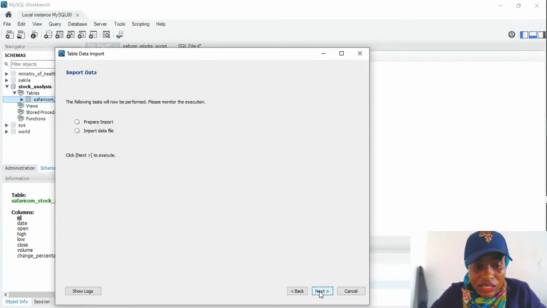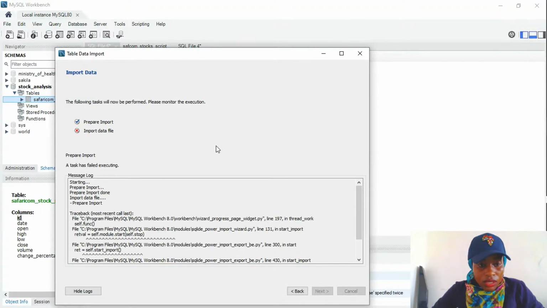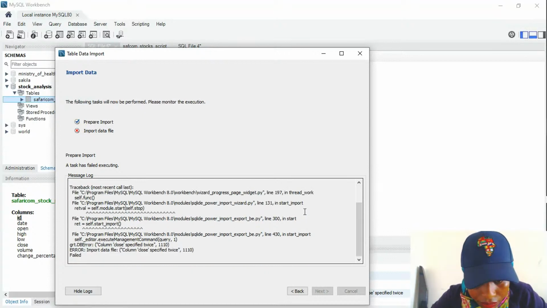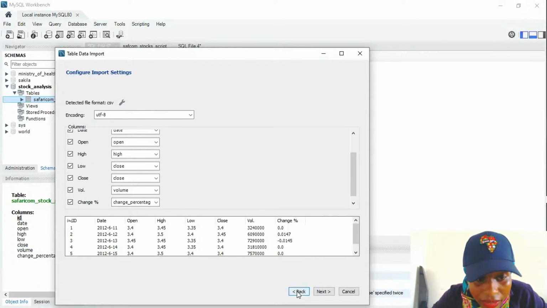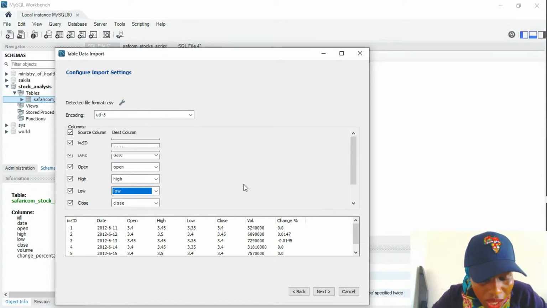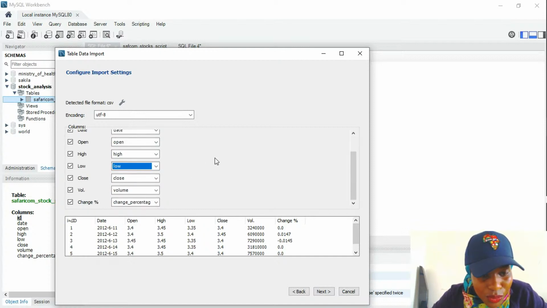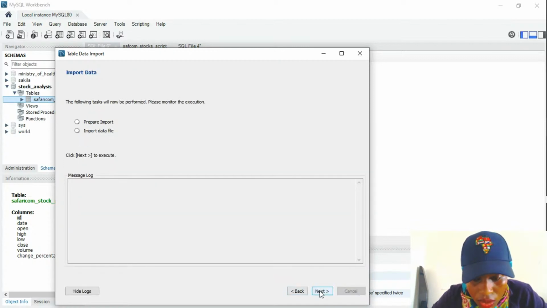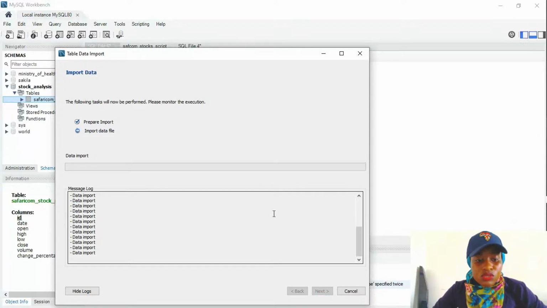I'll click on next, and now you'll be told to click next to execute. So let me click that. Okay, it's given us an error. It says here that the clause is specified twice. So I'll go back and redo that. Now you realize here we have the clause here twice, so I'll just change it to low. I think it's because I was highlighting here, that's why it has issues. Yeah, now it's working.